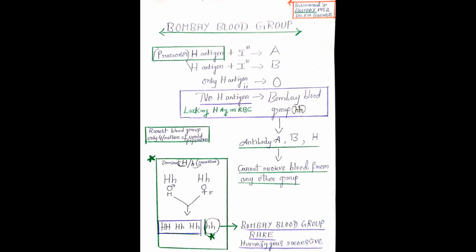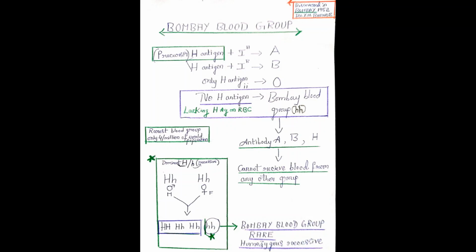But one interesting factor is that a Bombay blood group person cannot receive blood from any other blood group. Why? Because in Bombay blood group persons the blood contains antibodies against A, antibodies against B, and antibodies against H. Therefore, they cannot receive blood from ABO blood groups.